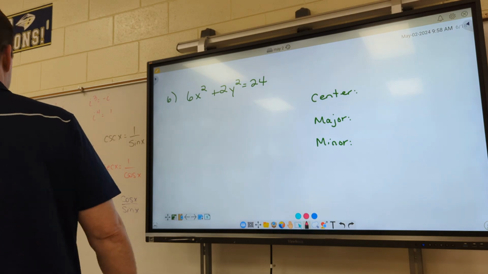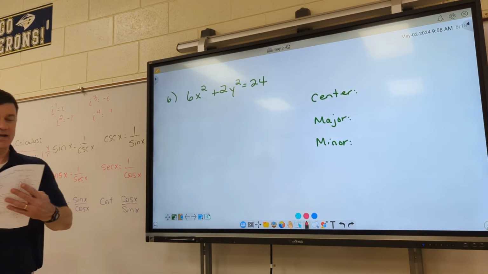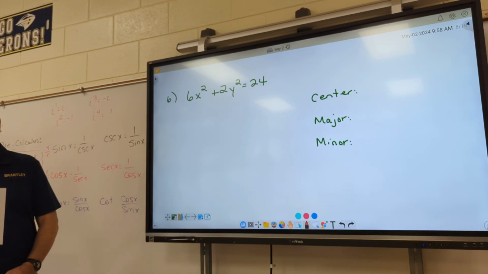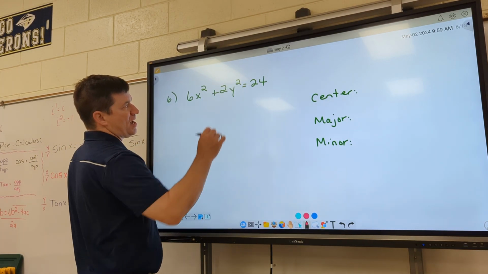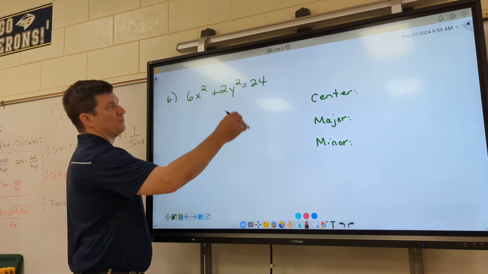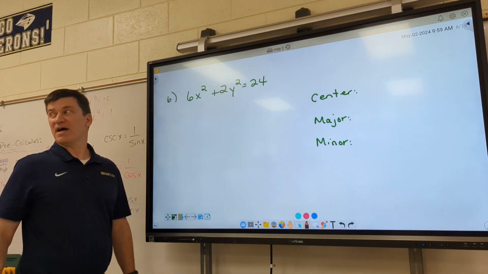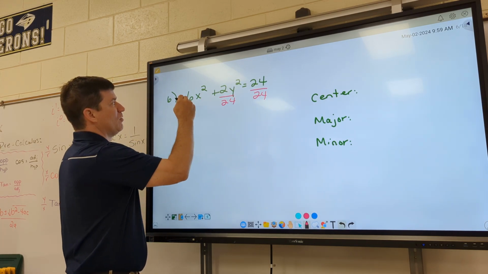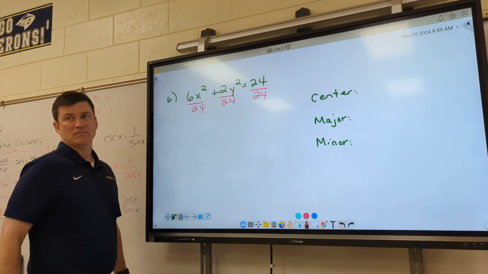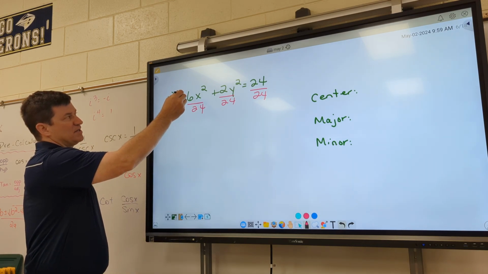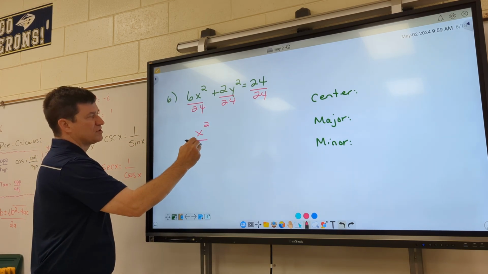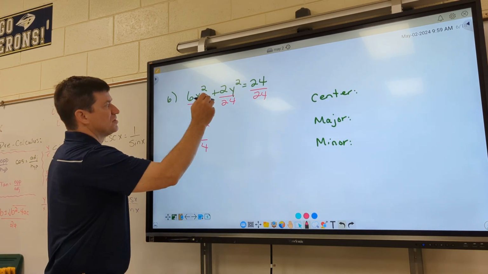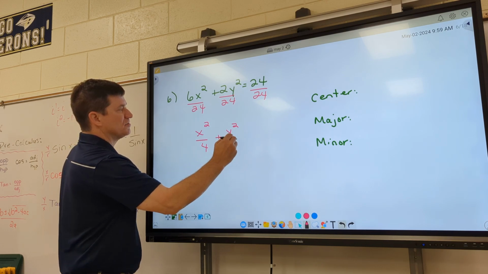Everybody flip it over to number 6. All right, Ethan, now we have to write an equation, but we don't have to graph it. So your equation always has to equal 1 on an ellipse. If there's a number on the right side, we're going to divide by 24, and that will make it equal 1. To simplify, 6 goes into 24 4 times, so that was x squared over 4. 2 goes into 24 12 times.